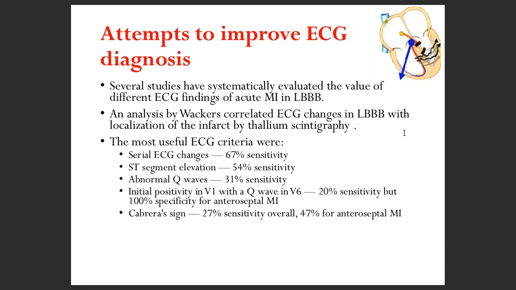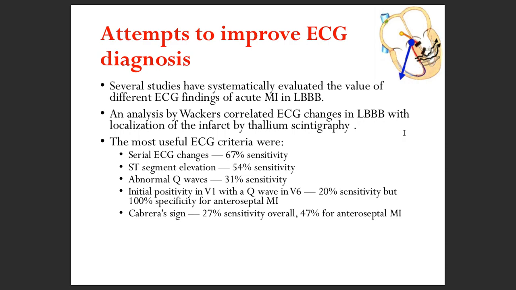They tried to add other imaging studies as well, in which they saw that if you not just do the serial ECGs, but also start commenting about the ST segment elevation, you can make it more sensitive. If you come across the abnormal Q wave as well, you can further increase the sensitivity by 31%. So these are some of those criteria, but I can understand it is not so easy. There are some fancy names as well.